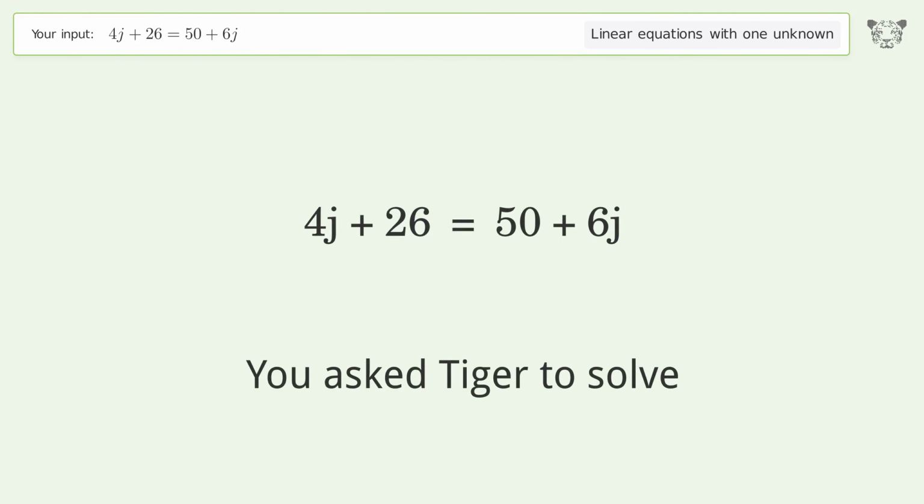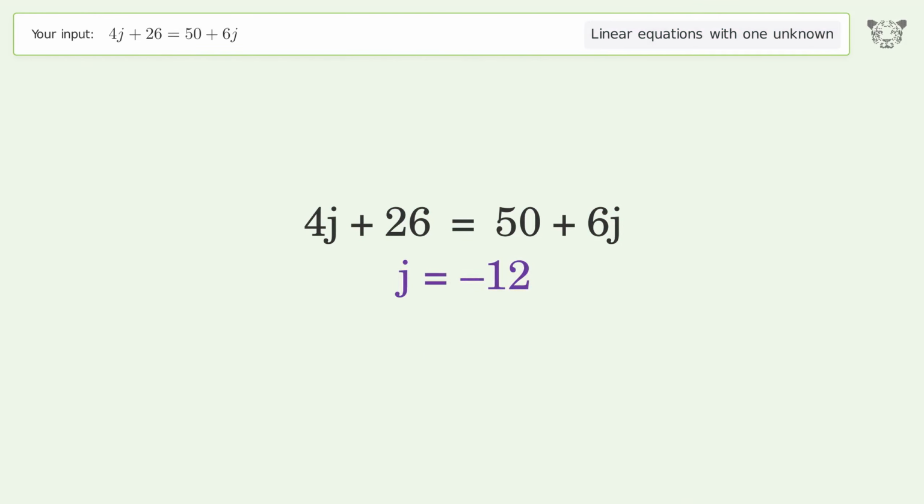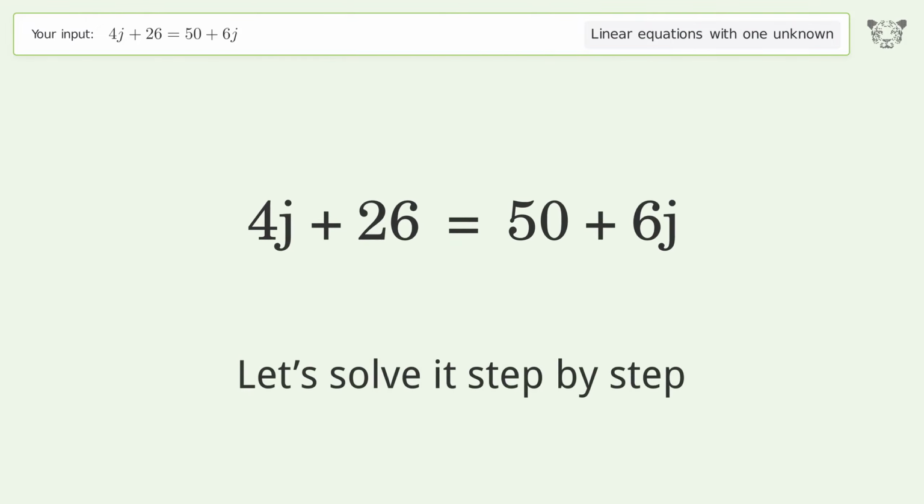You ask Tiger to solve. This deals with linear equations with one unknown. The final result is j equals -12. Let's solve it step by step.